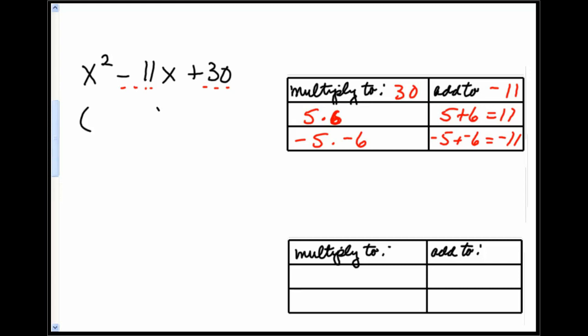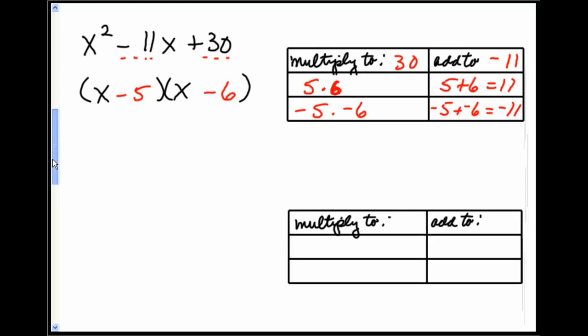So drawing your two binomials, x is the first term. Inside we'll have minus 5 minus 6. And again, you always FOIL to check your answer.